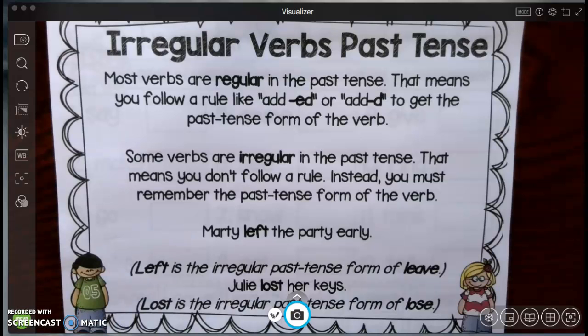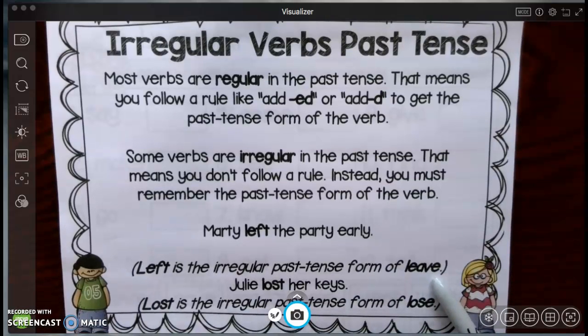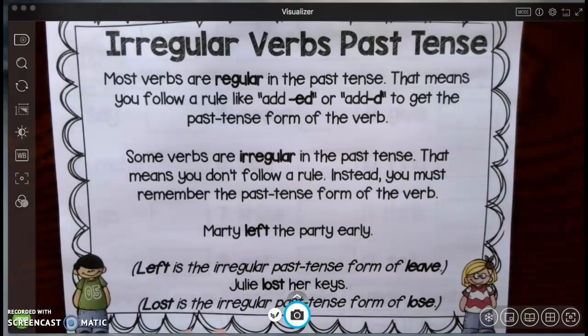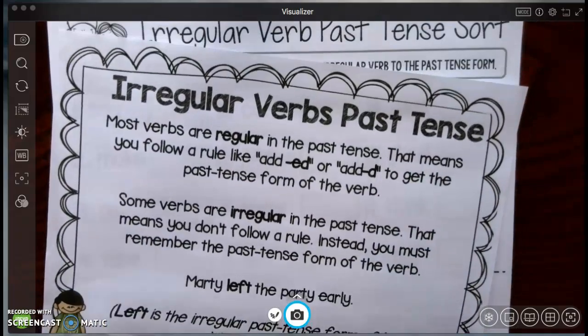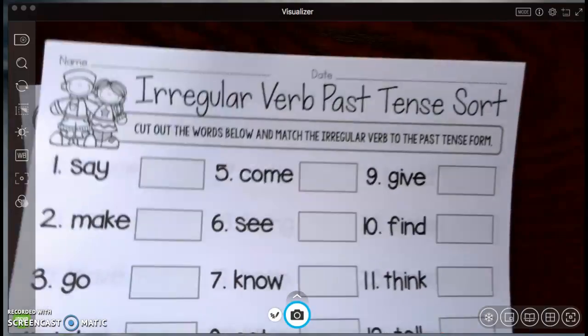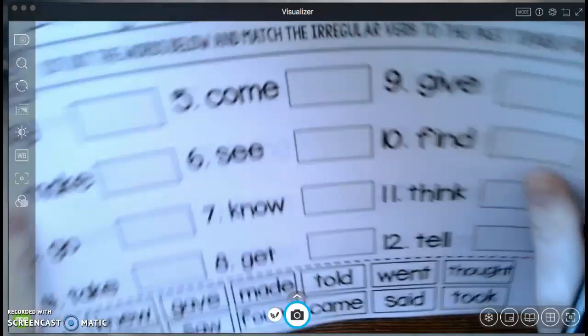So notice those past tense forms don't just add a d or ed to the end to form the past tense. They actually change their spelling completely, which is really important to remember, and unfortunately you're just going to have to memorize all of these irregular verbs. So let's look at your assignment for today.